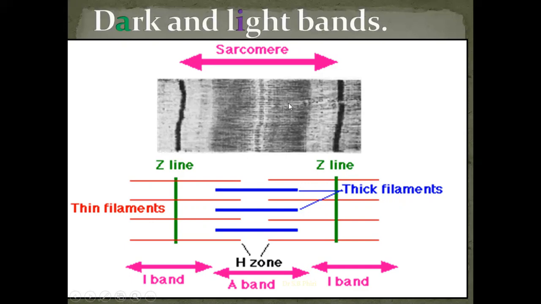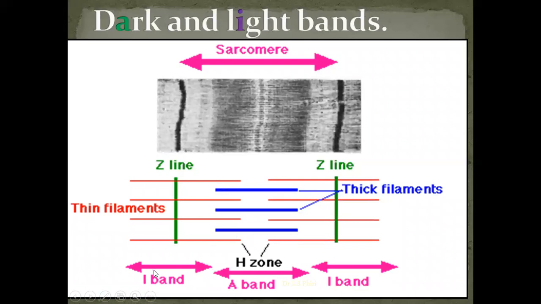So this arrangement of the sarcomere is due to the arrangement of the myofilaments, which are thin and thick myofilaments. The thick myofilaments are shown at the center of the sarcomere in blue here. This is the entire length of the thick filament shown in blue, so it will correspond to the A band. You can see the A band is the entire length of the thick filament, which is myosin.